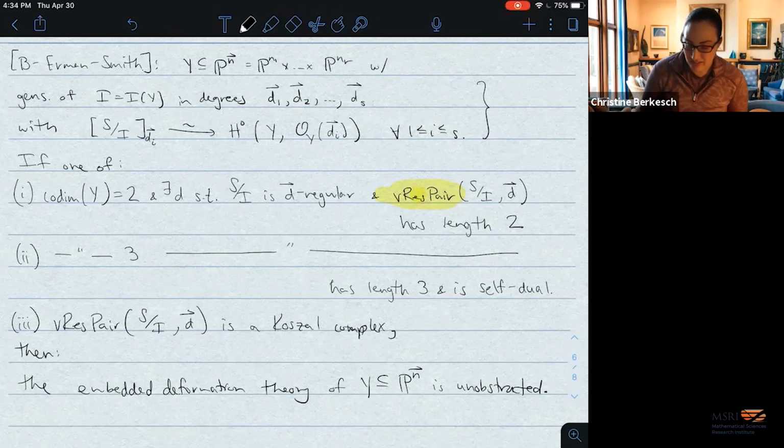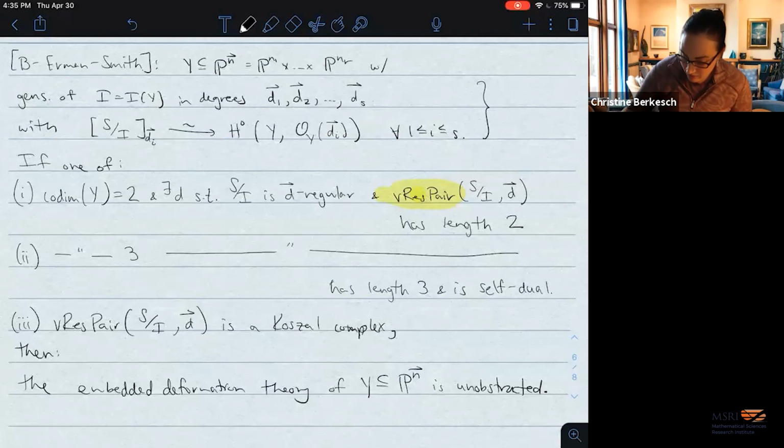Right? So going back to the takeaway I said at the beginning, we want to think about what minimal free resolutions do for us over projective space. We want to think about virtual resolutions doing that over a toric variety, and certainly this theorem is giving us a strong comparison in that regard, like the three previous theorems did as well.